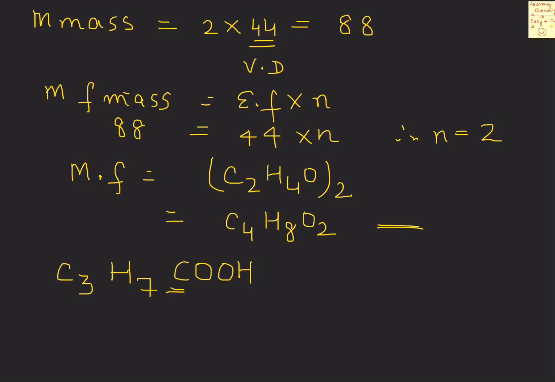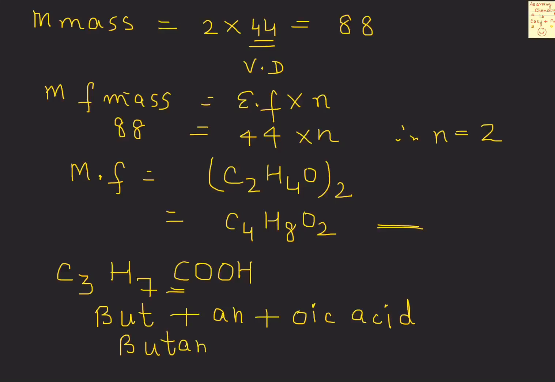So this is 3 plus 1, 4 carbon atoms. So but-, it's a saturated compound, so -ane, and it's a carboxylic acid, so -oic acid. So this compound is butanoic acid according to the IUPAC system of nomenclature, right? If you want to learn more about the IUPAC system, I have loaded 3 separate videos on IUPAC nomenclature alone on this channel. Have a look, build your confidence on this.